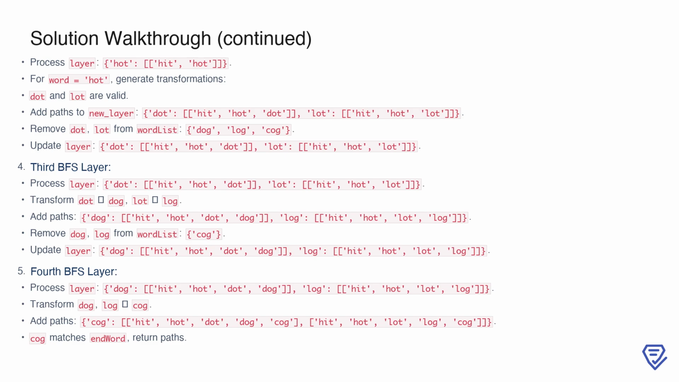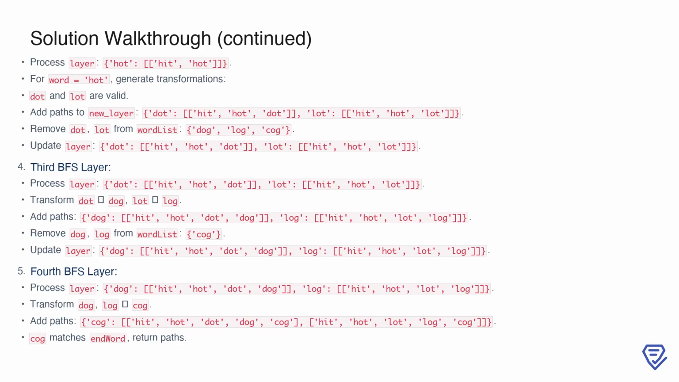We update the paths in new_layer to include dog, hit, hot, dot, dog, log, hit, hot, lot, log. After processing these words, we remove dog and log from the word list, leaving only cog. The layer is updated to dog, hit, hot, dot, dog, log, hit, hot, lot, log.